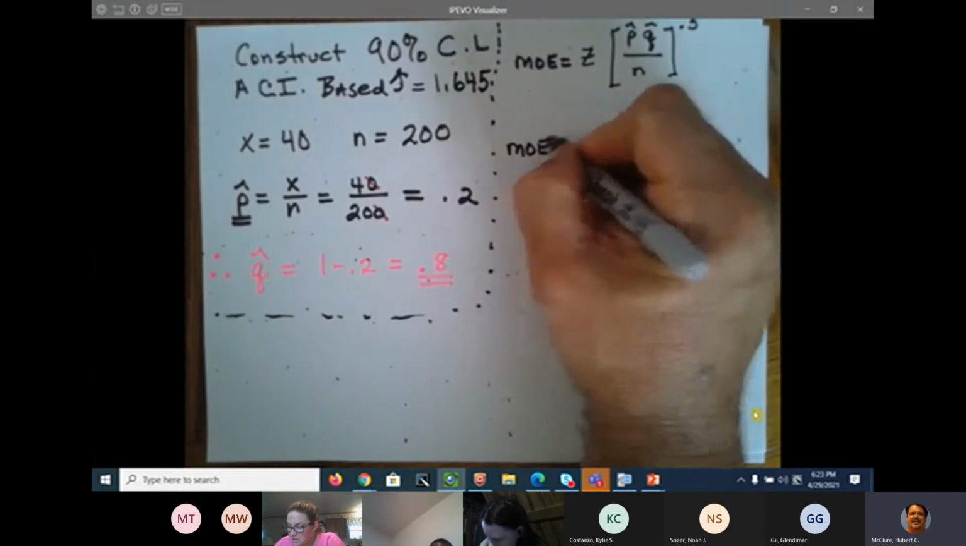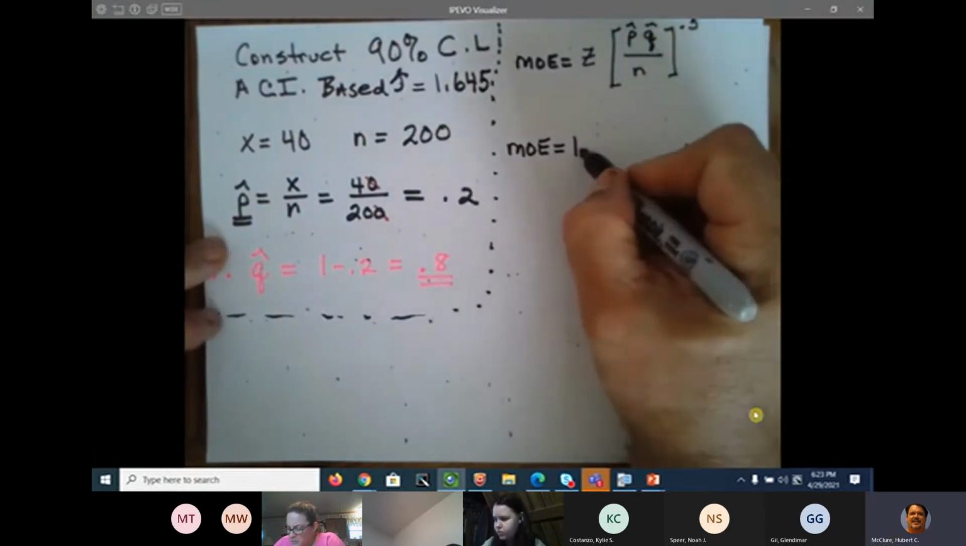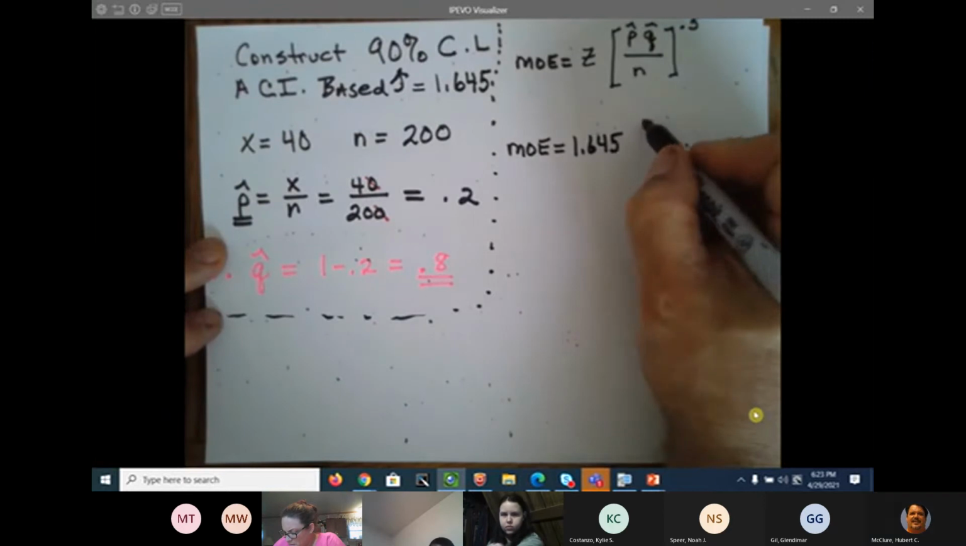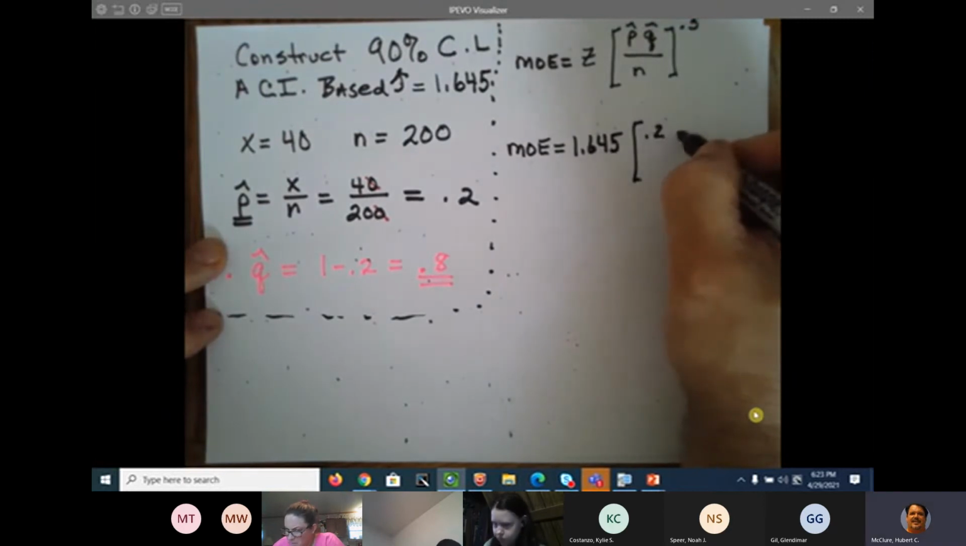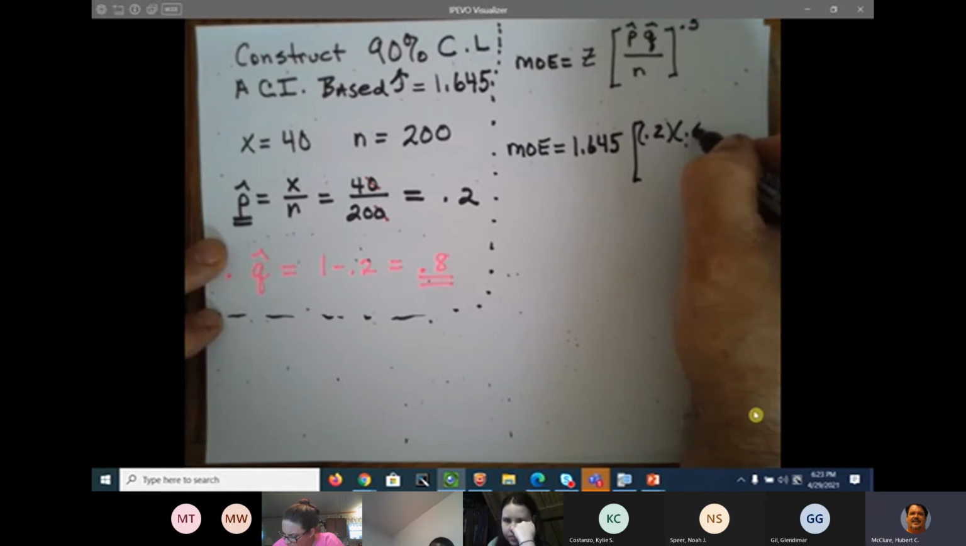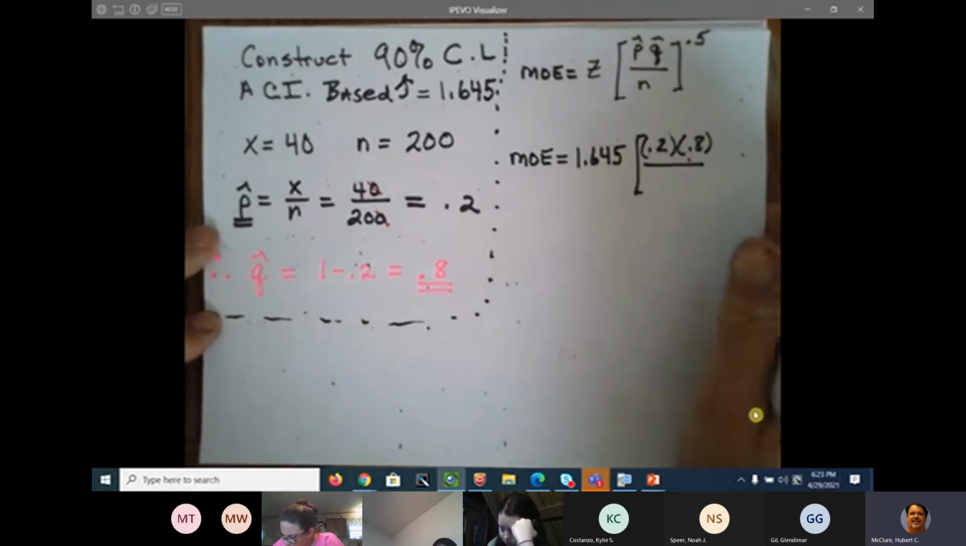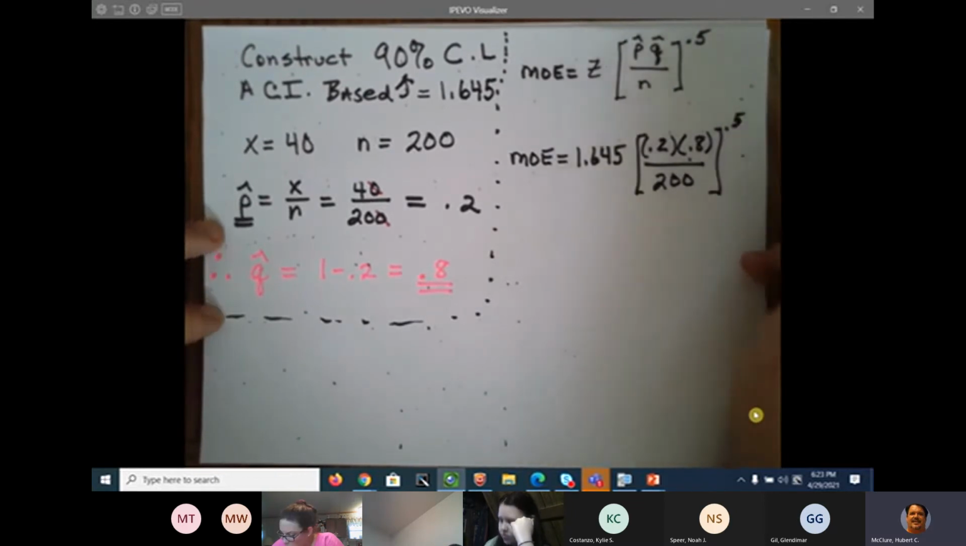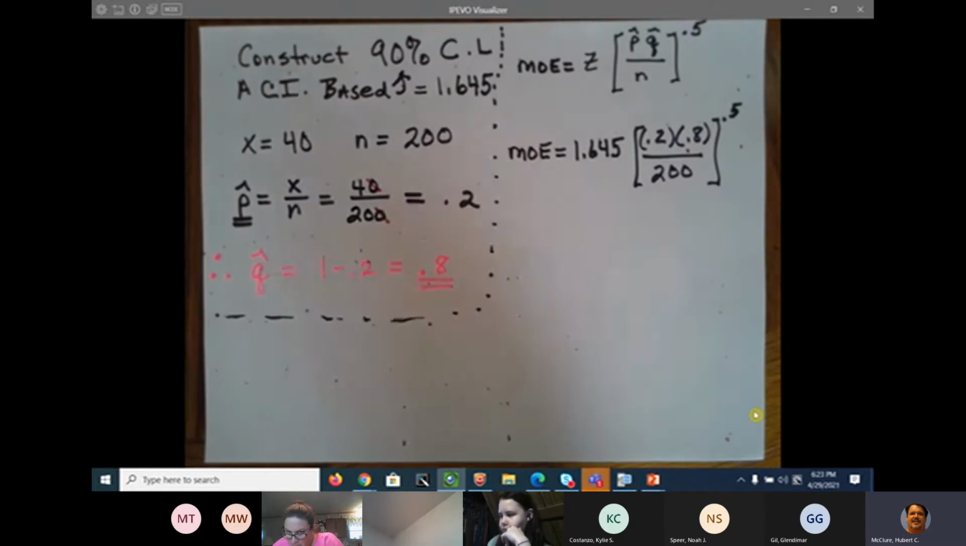Plug and chug. Confidence level is 1.645 times 0.2 times 0.8 divided by 200, raised to the 0.5 power. Now I'm going to pull up the calculator. You go ahead and be working it however you want to work it. I'm going to work it from the inside out like you're supposed to work it. So go ahead. I'm going to give everybody a minute, because some of y'all write down numbers while you're doing it. So I'm going to let y'all work on it for a second.